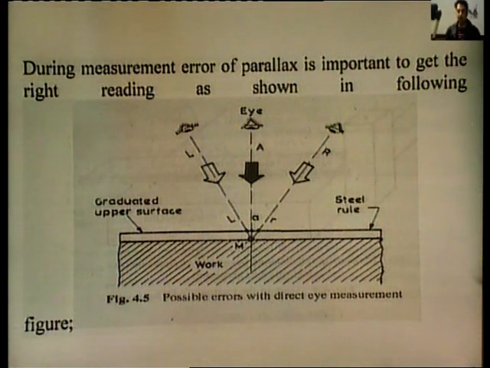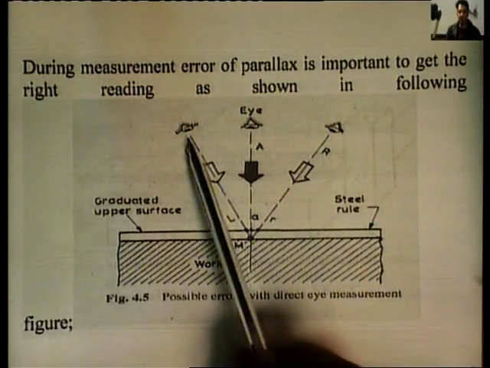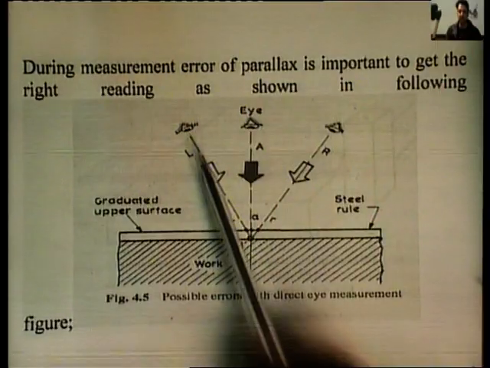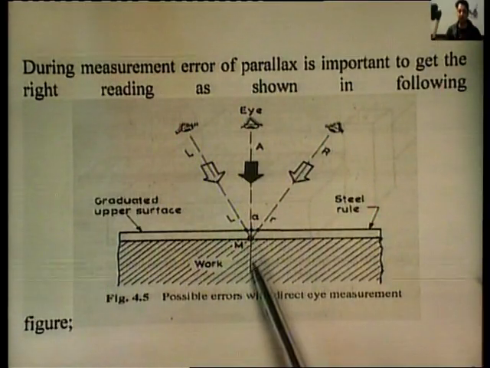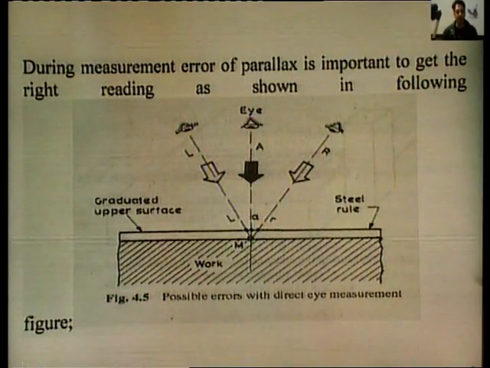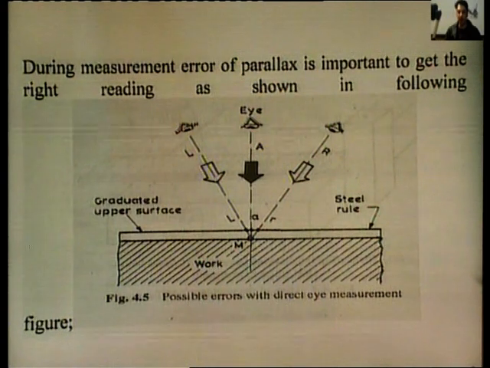So, if we do not place our eye at the right position while taking readings, we are likely to have the parallax error. Similarly, if our eye is on the left hand side over here in this position, at this time the reading that we take for point M over here will be slightly less than the actual value. So, we are interested in getting actual values. So, during measurement, the error of parallax is important to avoid to get the right reading, as shown in the figure.